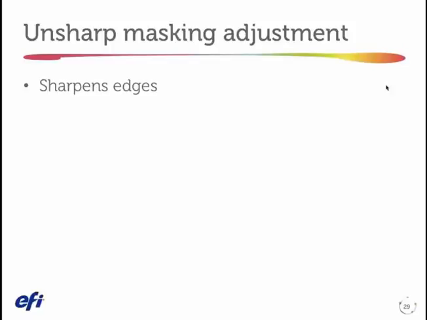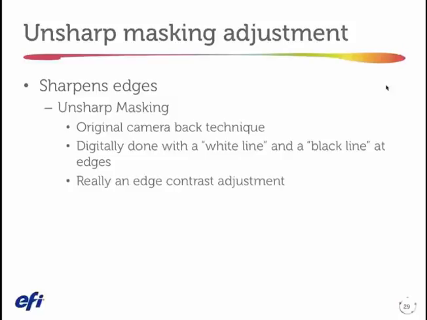The other thing we do to give better detail when we print is we apply Unsharp masking. Unsharp masking sharpens the edges of images, and it is a technique that came from camera back separation years and years ago. So just to give you a moment of history here, Unsharp masking is called this because when we made camera back separations, we would basically shoot 4 halftones of the color original.